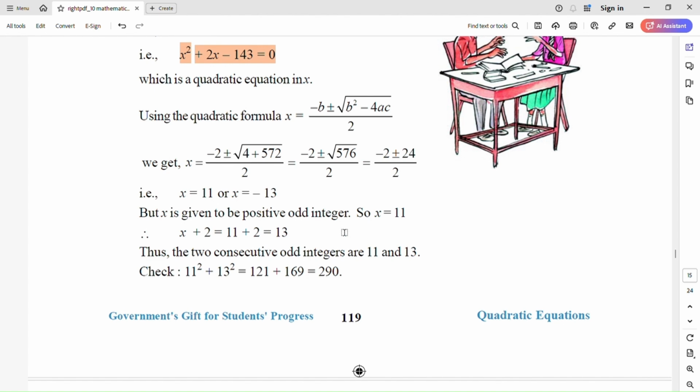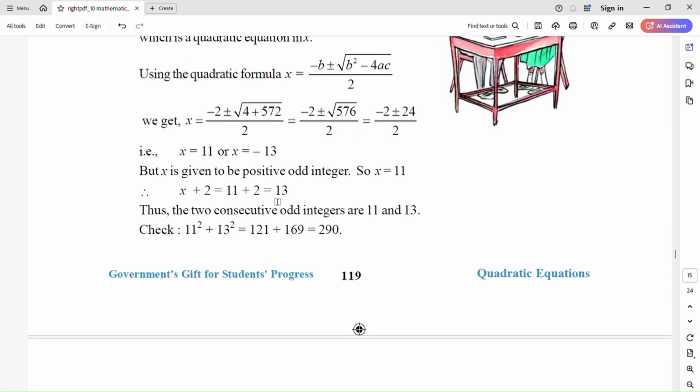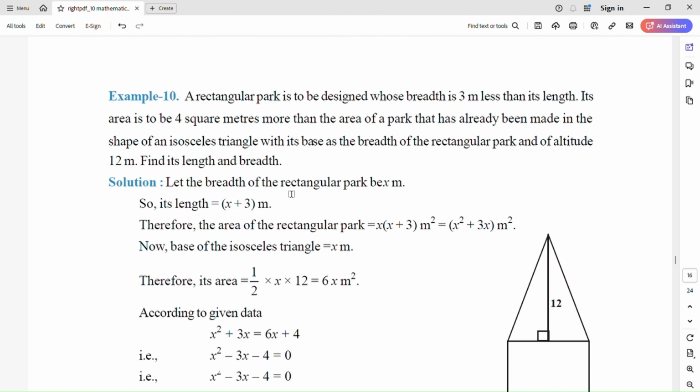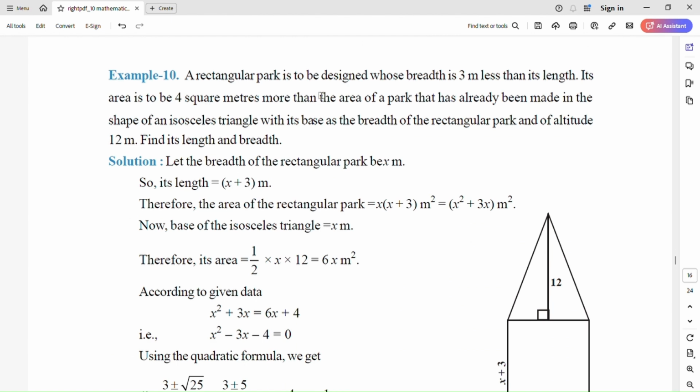So 11 and 13 is the solution. Okay, you substitute and check if the answer is correct or not. Okay, next example. A rectangular park is designed whose breadth is 3 meters less than its length.